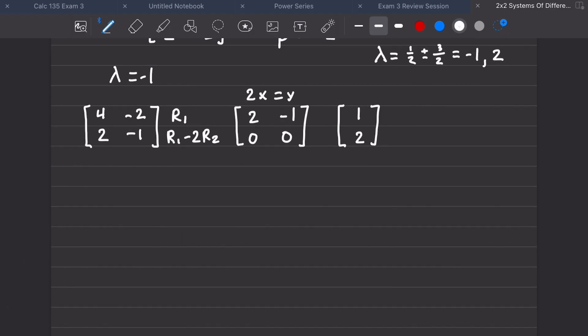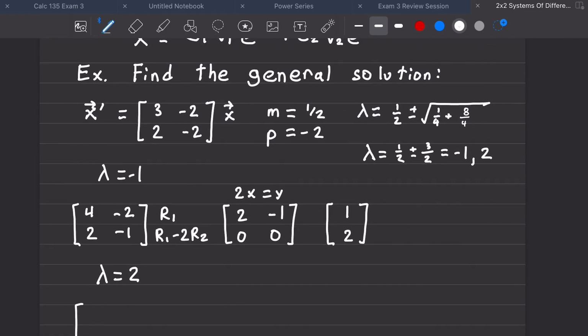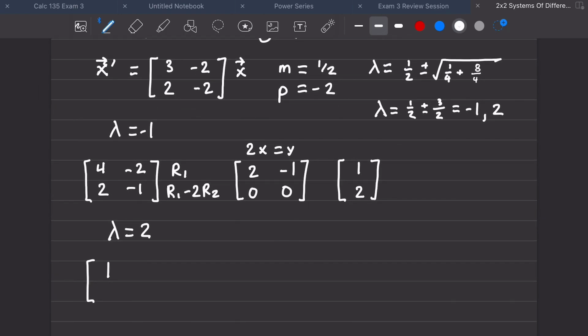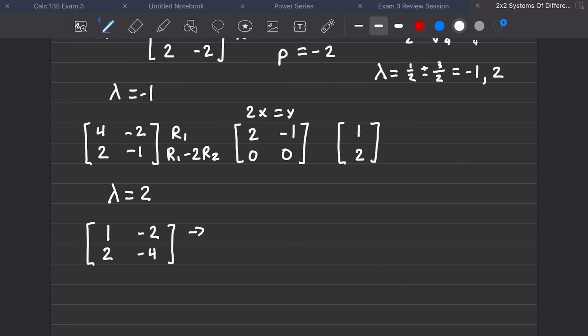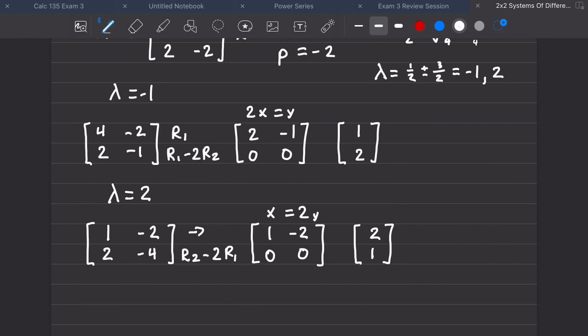Now we have lambda is equal to 2. I'm going to write this out. We're going to be subtracting 2 from each, so we have 1, negative 2, and then 2, negative 4. We have a very similar system to last time, where the second row is double the first. So I'm just going to move this over here. I'm going to say R2 minus 2R1. Then we have 1, negative 2, 0, 0. And we can say that x is equal to 2y. Then our eigenvector is going to be something that looks like that. Very good.